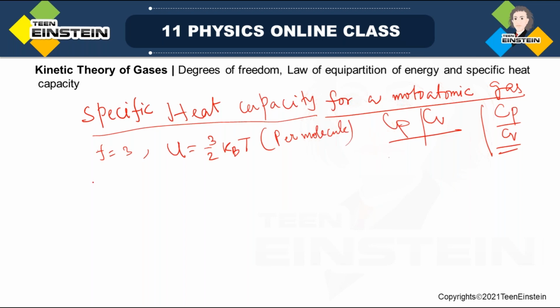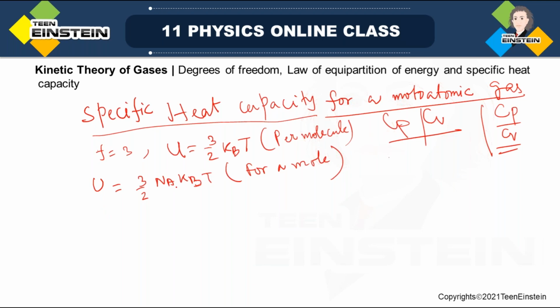So per molecule, the total kinetic energy will be 3/2 N, where N means the Avogadro number, Na suppose, times kB T. This is for a mole of gas. So this is the internal energy or average kinetic energy for a mole of gas at thermal equilibrium.